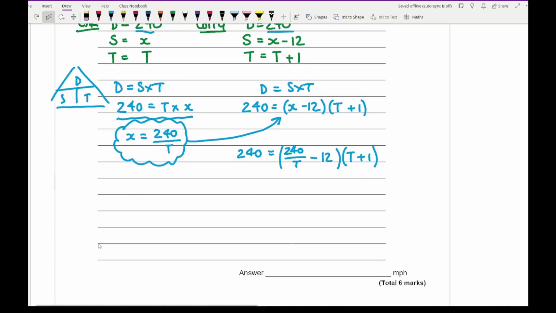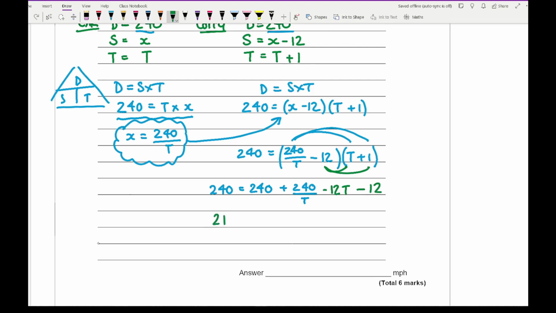Now from here, what I then want to do is expand the brackets. So here what I'm going to end up with is 240 equals, and then if I do this times this, I'm going to get 240. Then if I do this times this, I get 240 over t times 1, which is just 240 over t. Then if I do minus 12 times t, I get minus 12t, and minus 12 times positive 1 gives me minus 12. Now you might be thinking to yourself, this looks like a complete mess. What am I actually going to do with any of this? So let's have a look at what we do.